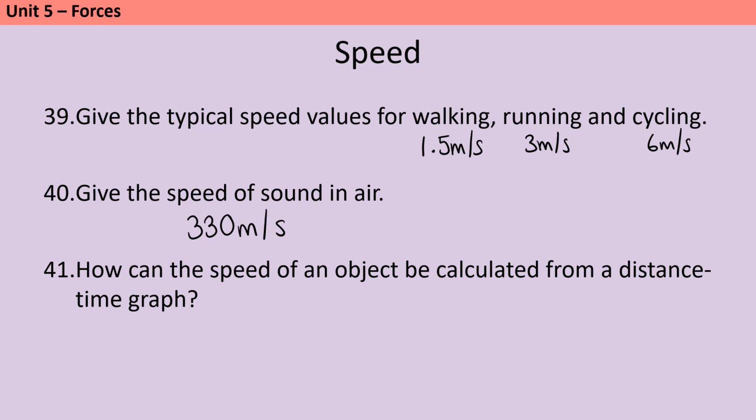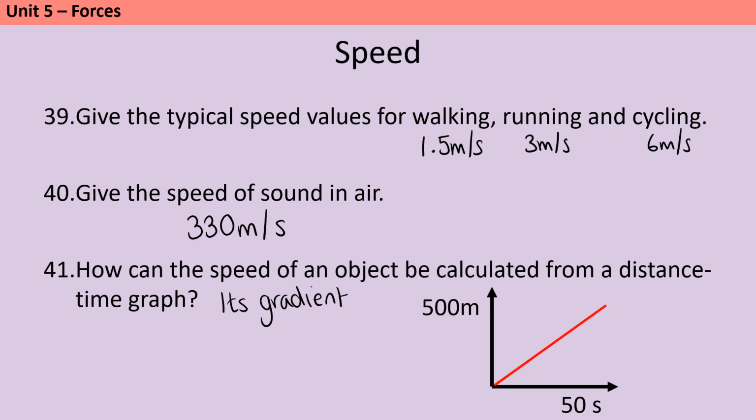and on a distance time graph, the speed is the gradient of that graph. So for instance here, if I wanted to work out the speed of this object, I could do 500 divided by 50 in order to work out what the gradient of that graph is. And also on a qualitative level, that means that if the gradient is more shallow, that object is moving more slowly.